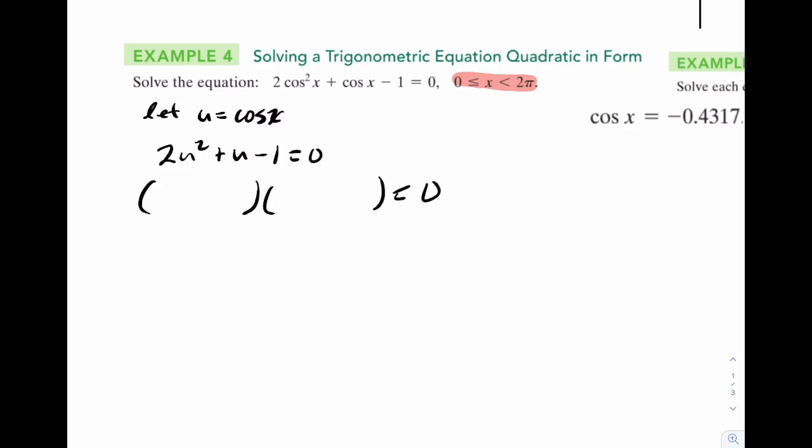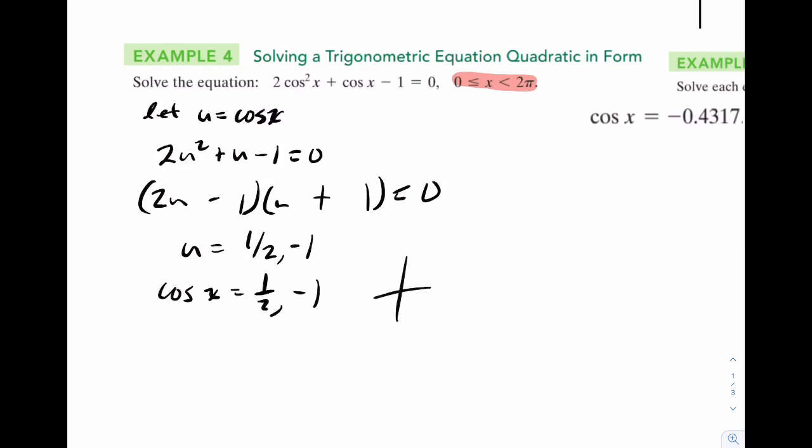Let's factor this. That's 2u, u, 1, 1, plus and minus. So u should equal 1/2 or negative 1. We're going to plug in our cosine value. So cosine of, not u, cosine of x, is equal to 1/2 or negative 1. So here's our circle. Where does cosine hit 1/2 or negative 1?